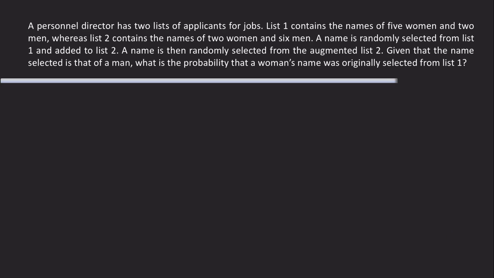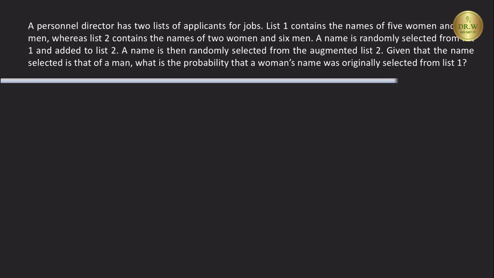Chapter 2 Probability. In this video, let me explain this example. A personnel director has two lists of applicants for jobs. List 1 contains the names of 5 women and 2 men, whereas list 2 contains the names of 2 women and 6 men. A name is randomly selected from list 1 and added to list 2. A name is then randomly selected from the augmented list 2.